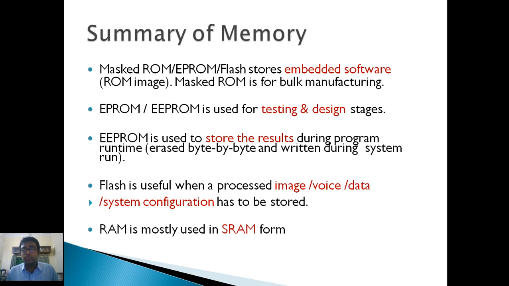Flash is useful when a processed image, voice data or system configuration has to be stored. What does flash mean? Flash means we have to erase a block of data at a time, so we use flash memory. What kind of system uses flash memory? Image, voice, data. Suppose we have an image. An image is a collection of a number of pixels.